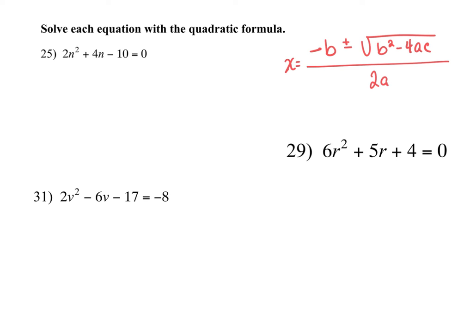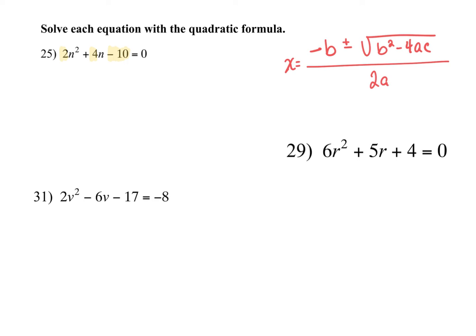A is the number in front of x squared, b is the number in front of x, and c is your constant. You do not have an x anywhere in the quadratic formula. That's what x equals. You only use numbers in there, okay? So in this situation, my a is positive 2, my b is positive 4, my c is negative 10. Okay, and then I'm just going to take those and plug it in.